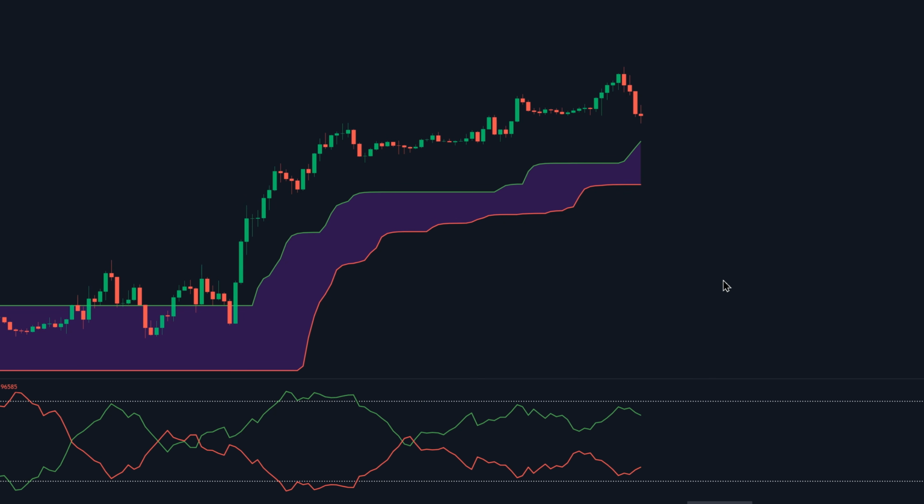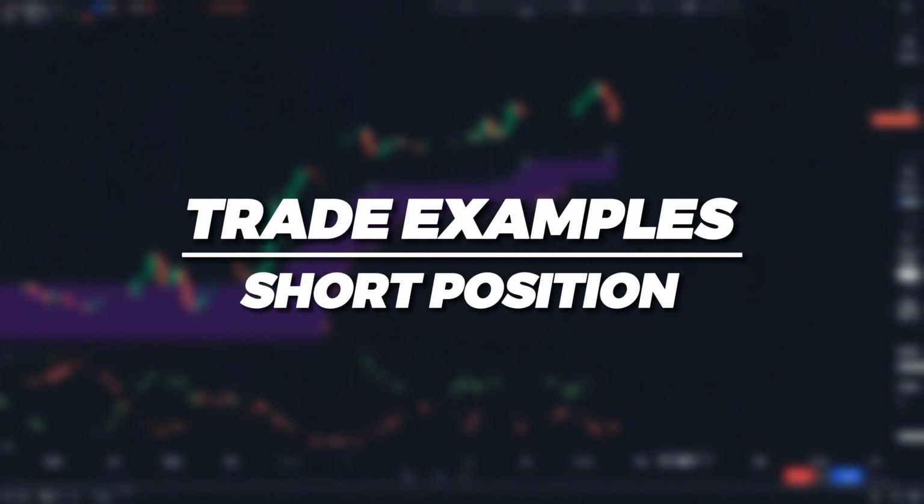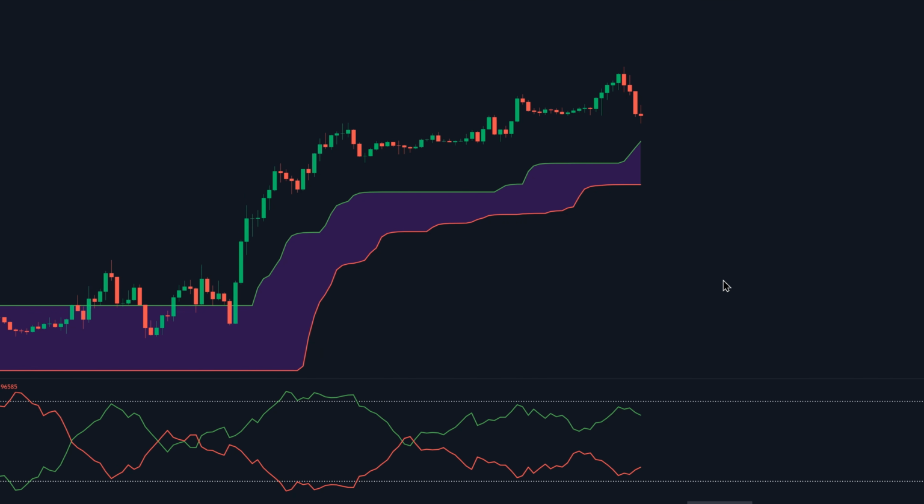Now, at this point in time, I know you may be thinking, but how do we take a short position? Well, we're basically gonna do the opposite of everything we did for the long positions. Let me explain. The first condition is to identify a bullish trend. For that, we're gonna be using the HL OTT indicator. We need the price to be trading above this trend cloud to indicate a bullish trend.